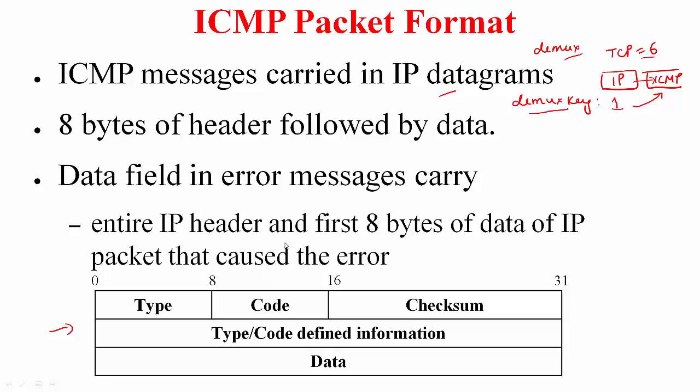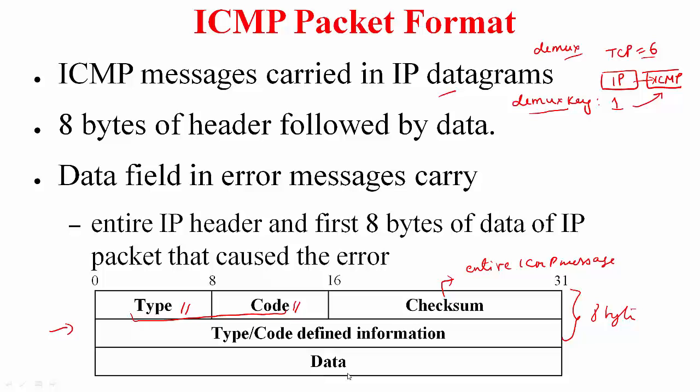So here is the packet format of an ICMP message. It has 8 bytes of header followed by the data. The first 4 bytes carry the type field and the code field. We will look into that shortly. It also carries a checksum that is done over the entire ICMP message. And then following this is the type code defined information. So this will carry some information that will vary based on what the type and the code field is.